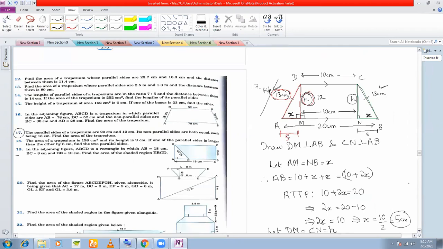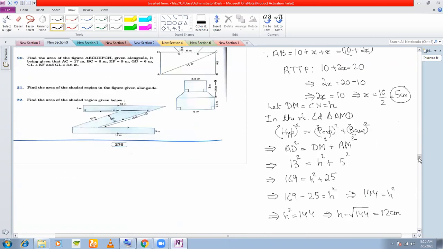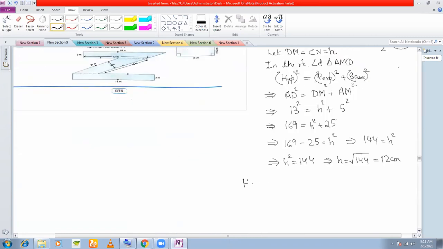So therefore, what should be the area of this trapezium? Hence, area of trapezium ABCD is equal to half, write the formula, sum of length of parallel sides into height.